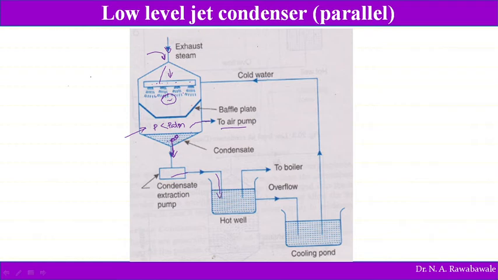The hot well is nothing but a sump where the condensate is collected, and this condensate is again recirculated to the boiler, or if there is extra condensate, that overflows to the cooling pond. Again, water from the cooling pond is recirculated into this condenser. In this way the steam is condensed.